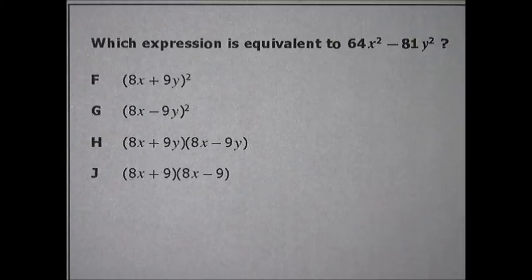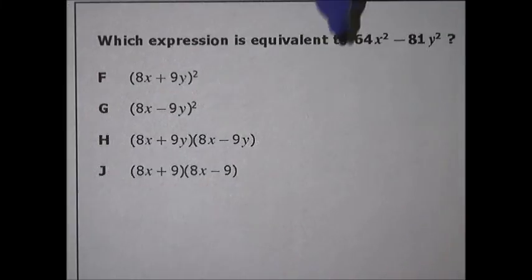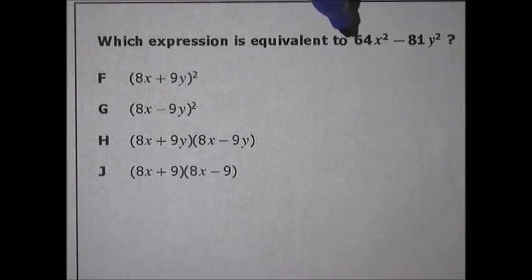Which expression is equivalent? They're asking you to factor. You see 64 x squared. You see 81 y squared. 64 and 81 are both perfect squares. X squared is a square. Y squared is a square. They're being subtracted. Everything is a square. So difference of squares. To do difference of squares, it's square root each with a plus. Same exact thing with a minus. Choice H.